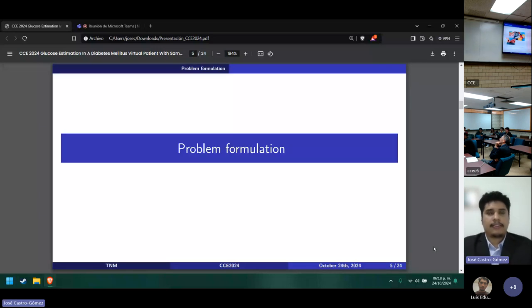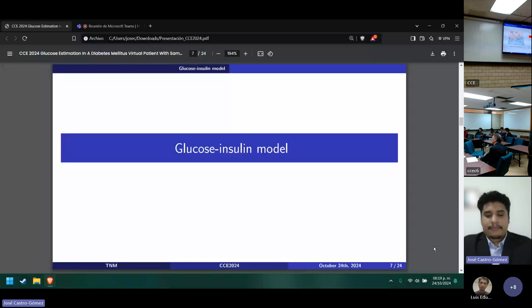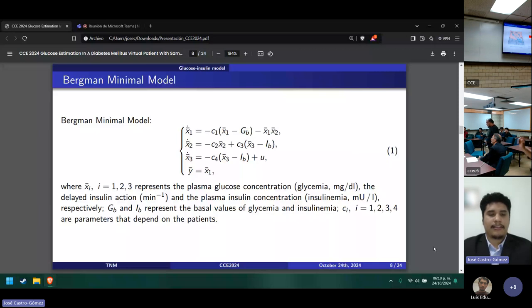So all the patients need to control their glucose levels manually through injections. But some patients use a medical device named artificial pancreas. This device is composed of a glucose sensor, a control algorithm, and an insulin pump. The device's work is to automatically control the blood glucose level. And this work is mainly focused on the control algorithm.